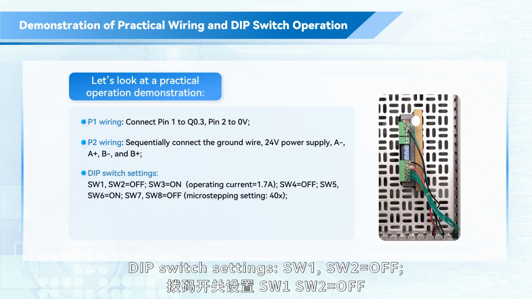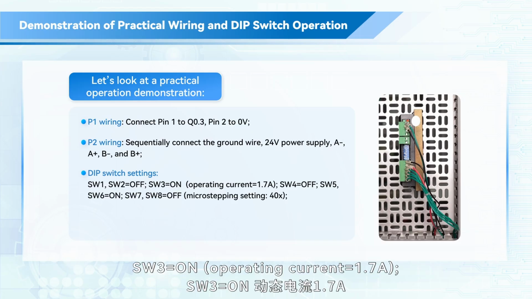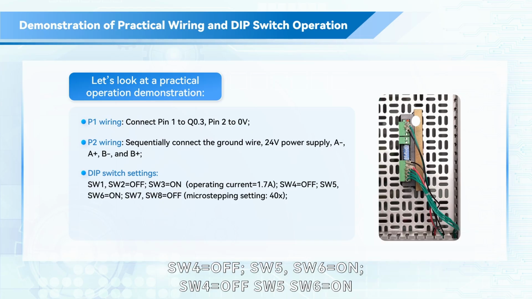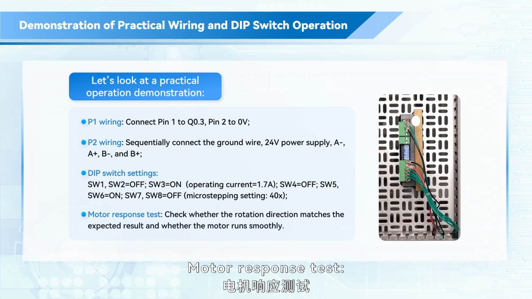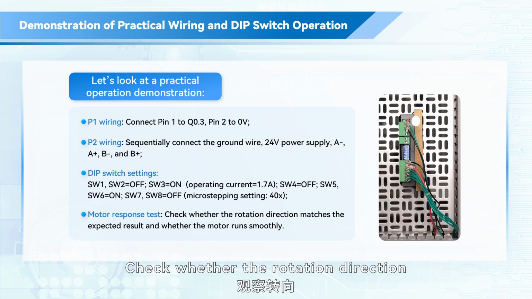DIP switch settings. SW1, SW2 equals off. SW3 equals on. Operating current equals 1.7 A. SW4 equals off. SW5, SW6 equals on. SW7, SW8 equals off. Microstepping setting, 40x. Motor response test: check whether the rotation direction matches the expected result and whether the motor runs smoothly.